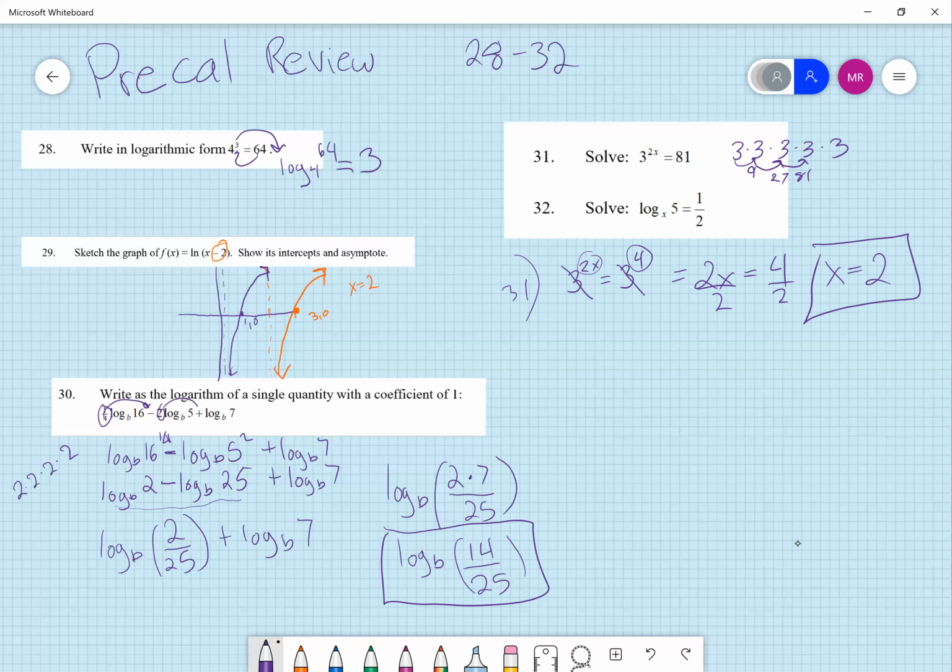32, we need to solve for x, but this time the x is the base of the equation. So again, we're going to draw our arrows and remember that the equals becomes the exponent. So 32, x to the 1/2 equals 5. And so I can square both sides, because that's still within the rules. The square root of x, or x to the 1/2 squared, just equals x. 5 squared equals 25. And that's how I get my answer.